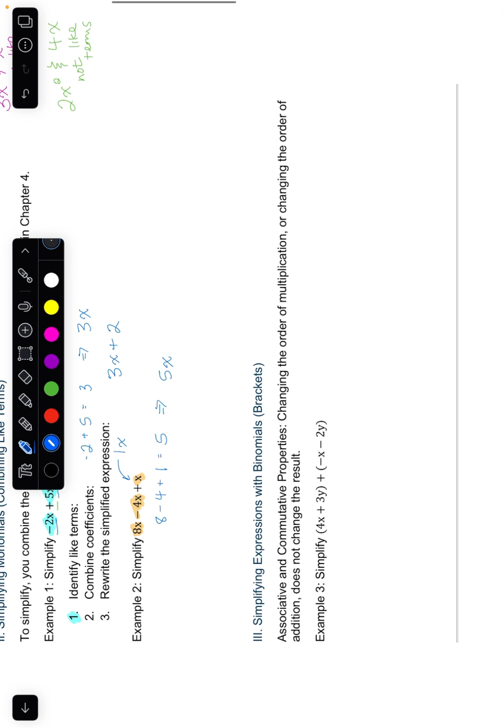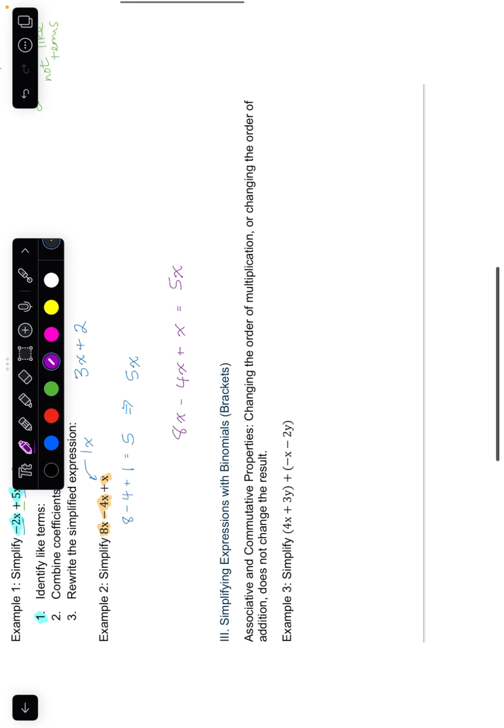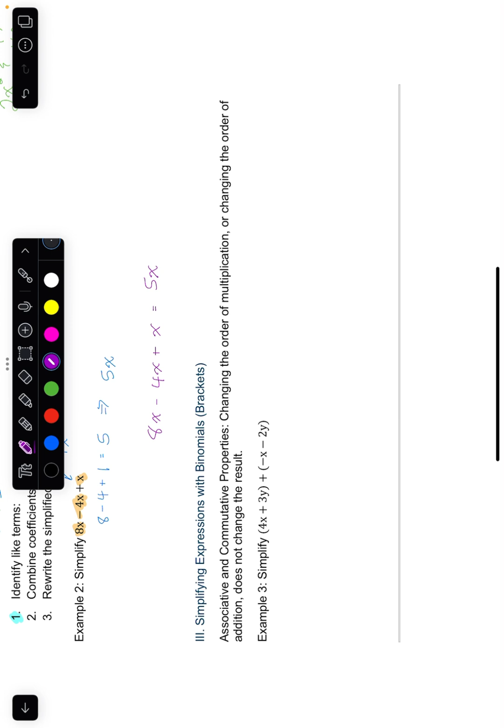And I think it's worth writing that out. I'll write it out in different colors. So 8x minus 4x plus x is equal to 5x. All right, let's do this next one.